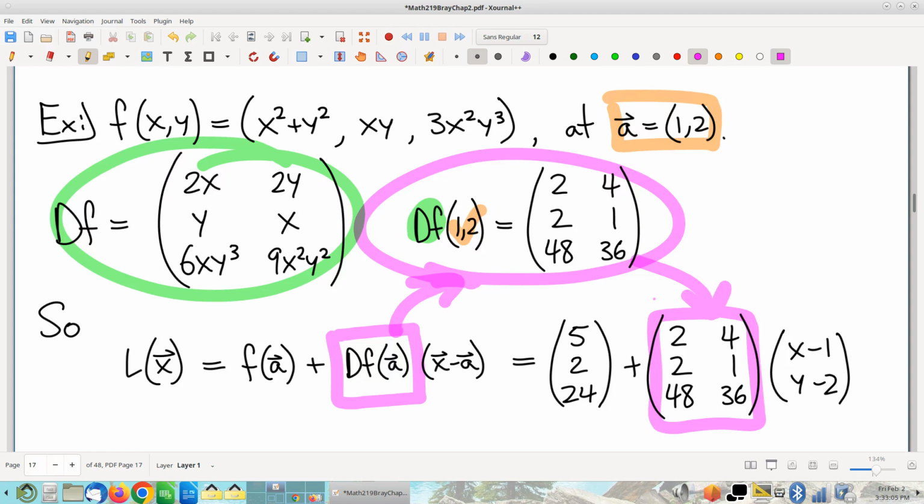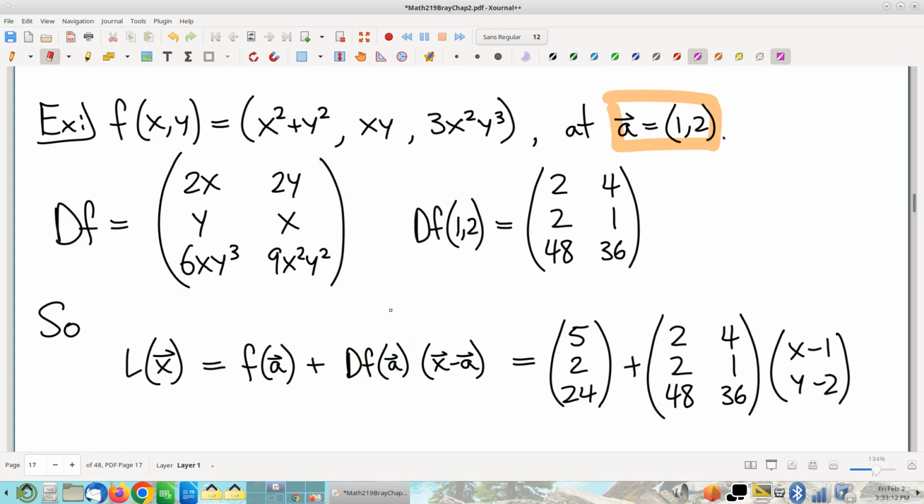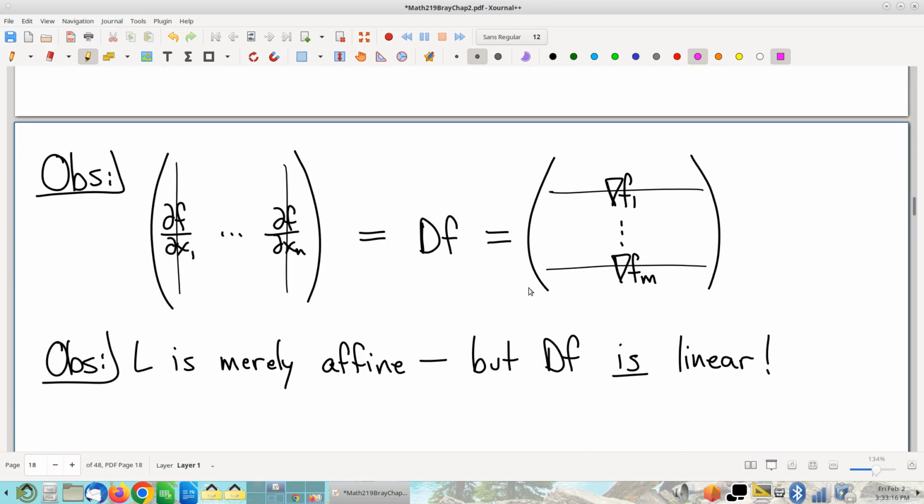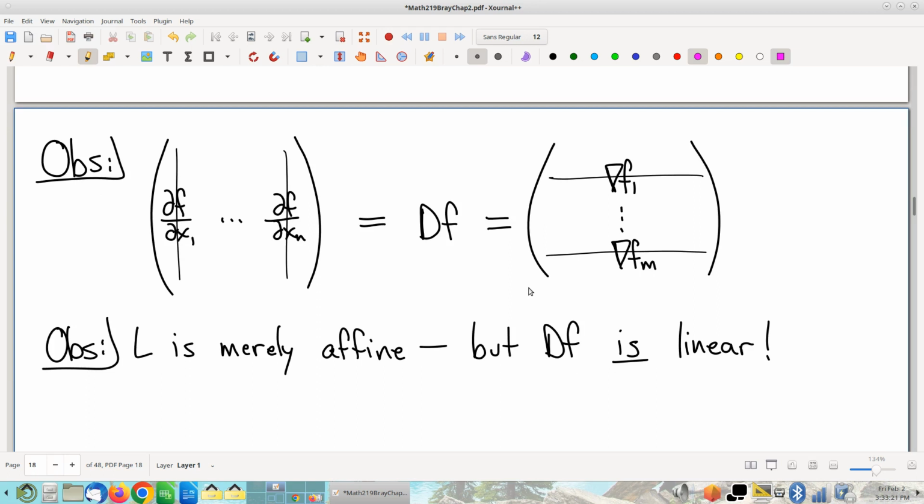Everybody okay? Everybody happy? Okay. All right. All righty. Moving along. Quick observations. And these are just notice kind of things.